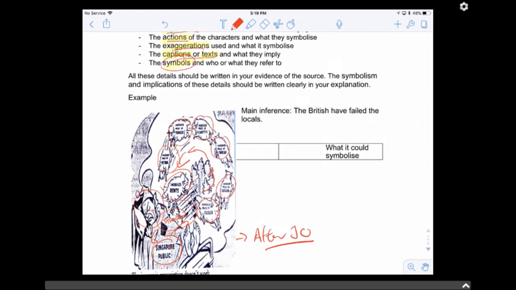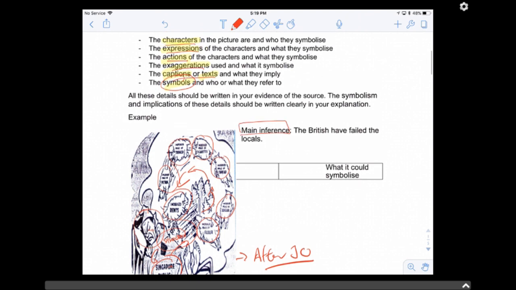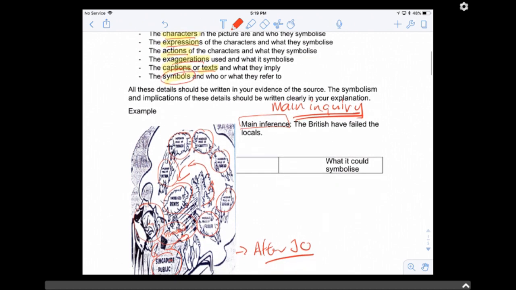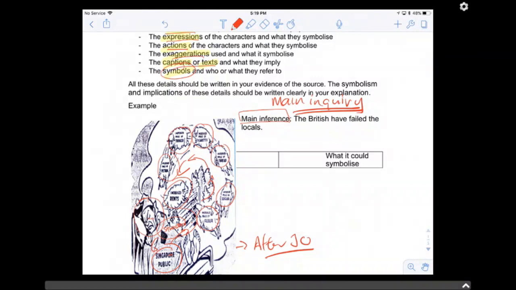So what is my main inference? When I talk about main inference, you cannot give me specific things. You have to look at the main inquiry question. The main inquiry is the first question you will see that guides the whole source-based case study. Link your main inference to the main inquiry, please. If the British are the main character, make sure your inference is about the main character. So what is the inference here?